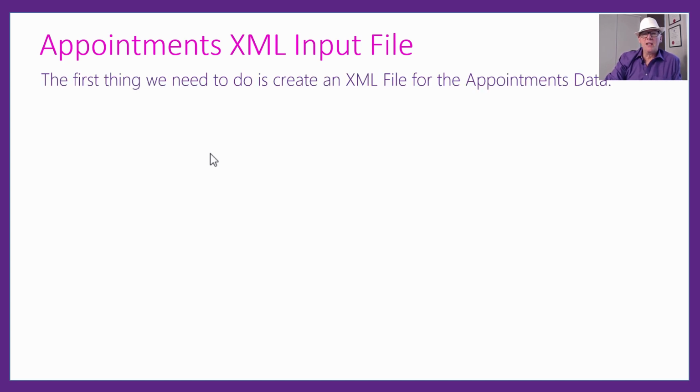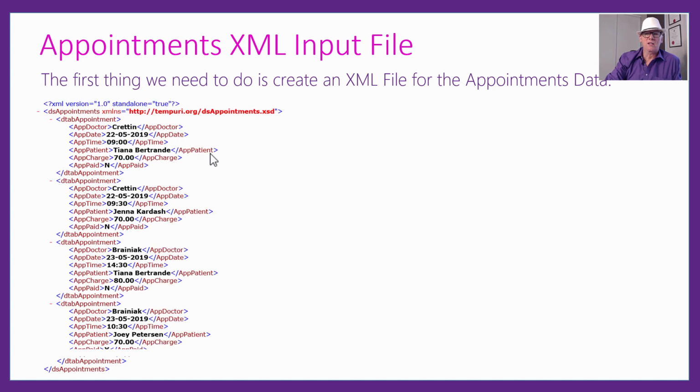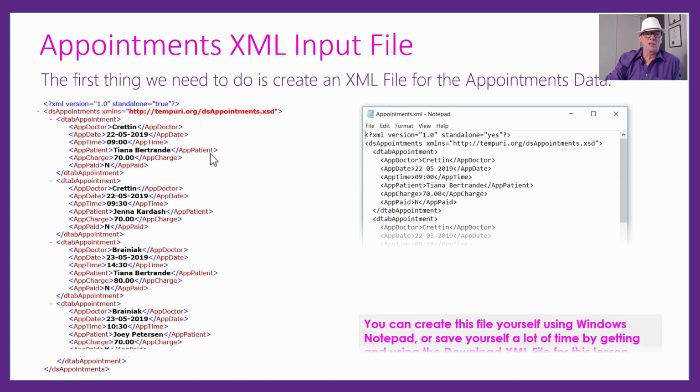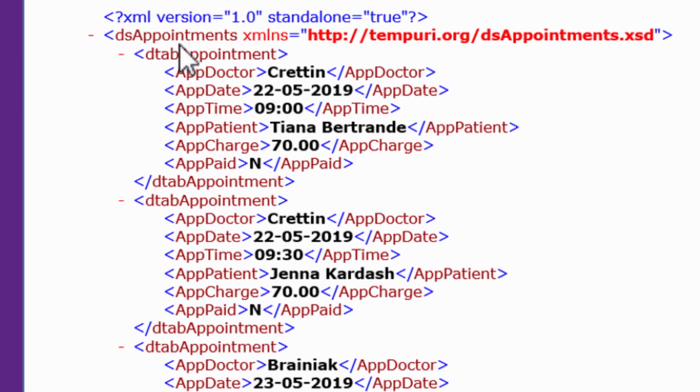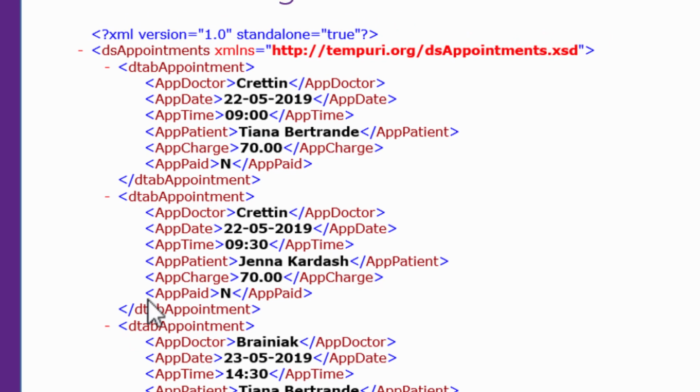Okay, now the first thing we need to do is create that XML file for the appointments data. So we saw that kind of spreadsheet of the data. That needs to go into an XML file, and you need to look at our previous lessons if you have no idea what an XML file is. But basically we've got a data set here called DS Appointments, and each DTAB appointment here is a record inside that data set. So this is one appointment for Dr. Cretin here, another one for him. Here's a Brainiac appointment and another Brainiac. And there's lots more as we saw in that spreadsheet.